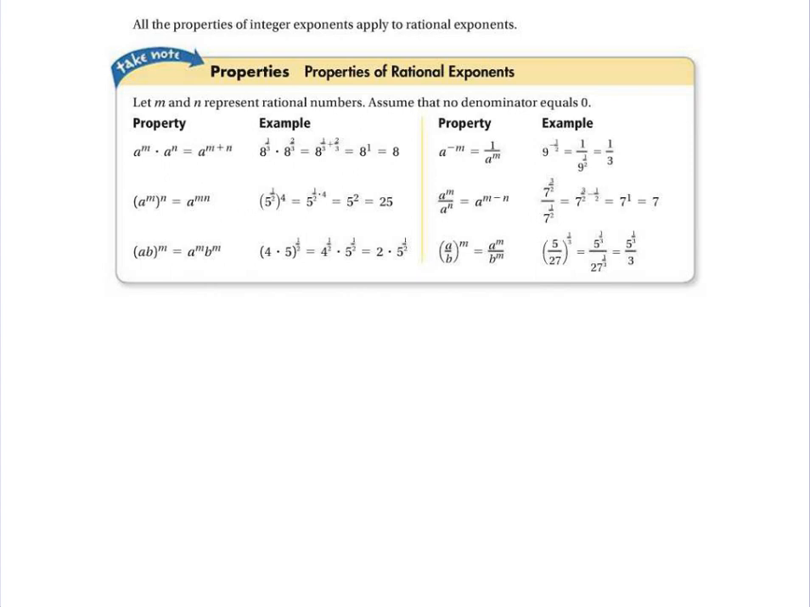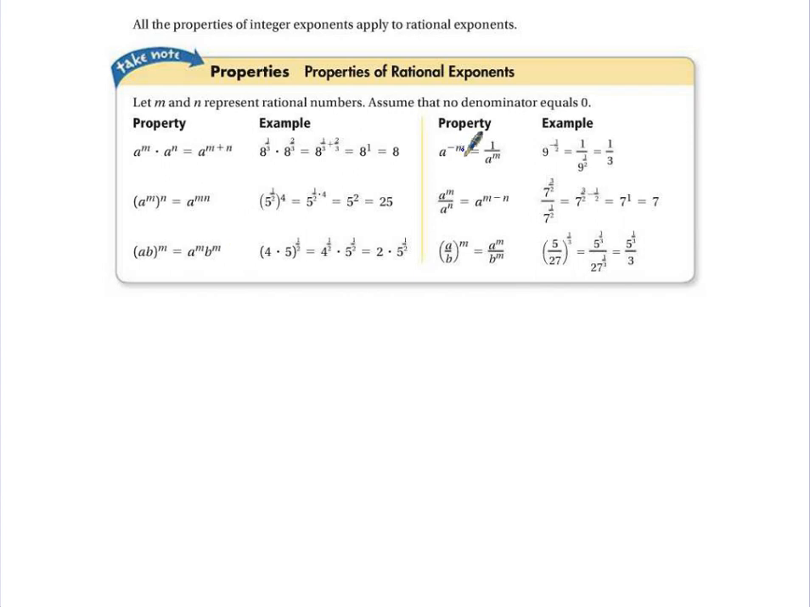Section 4's properties of rational exponents are using the same properties that we already know. We already know that if we multiply like bases, we add the exponents. We already know that if we raise a power to a power, we multiply the exponents. We already know that if we have two bases multiplied together, raised to a power, we can distribute the exponent in, and now we have that base to that power times that base to the same power.